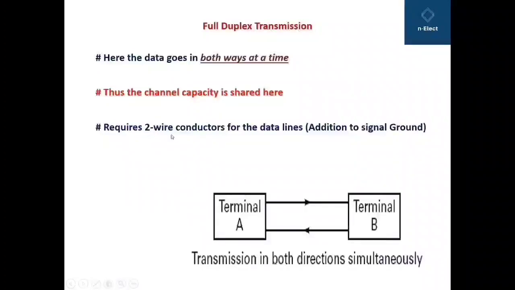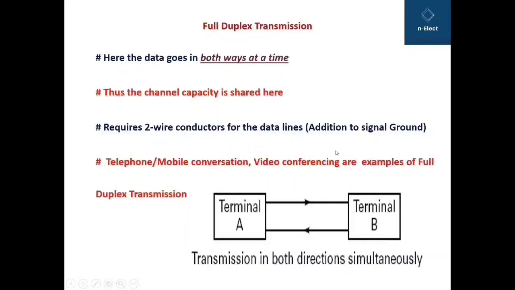It requires two wire conductors for the data lines, in addition to signal ground. Telephone, mobile conversation, and video conferencing are examples of full duplex transmission.